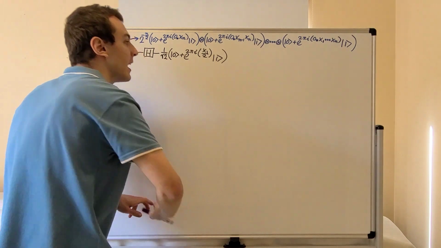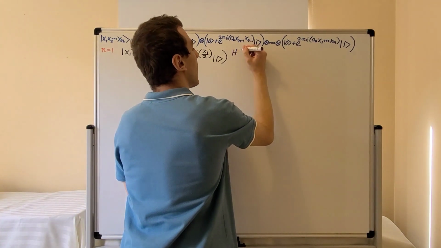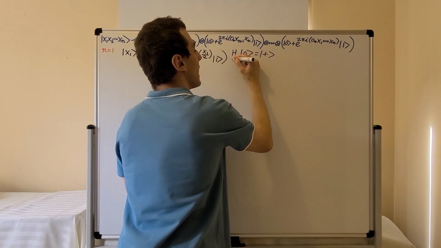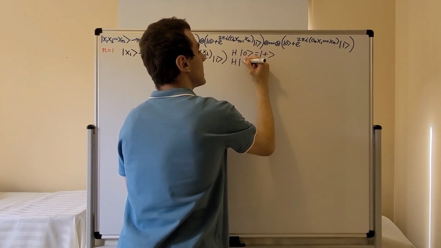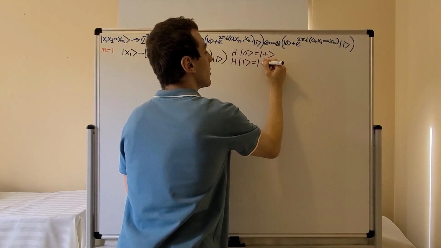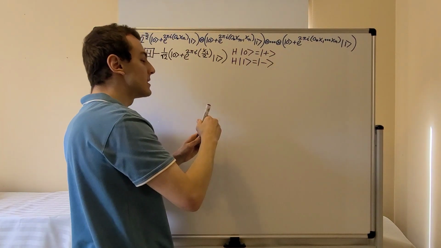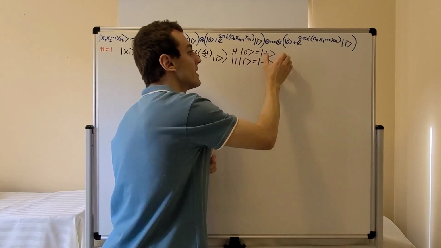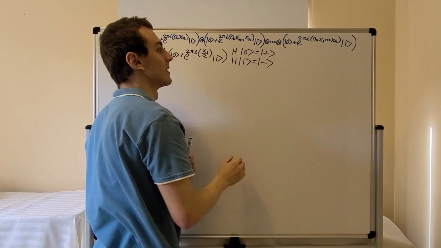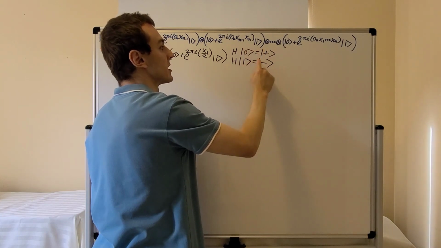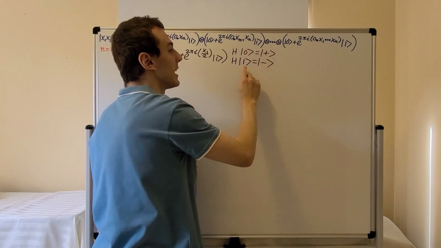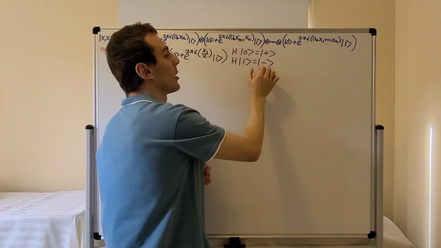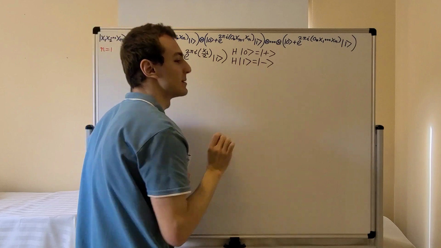We can write that as the Hadamard acting on the state 0 gives the state plus, and the Hadamard acting on the state 1 gives the state minus. So the Hadamard gate transforms the Pauli Z eigenbasis into the Pauli X eigenbasis. These are the eigenvectors. These eigenvectors have eigenvalue plus 1, and these eigenvectors have eigenvalue minus 1, when Pauli Z and Pauli X act on them respectively.